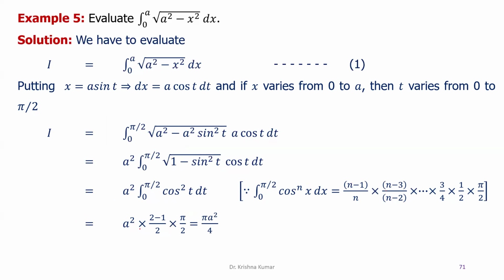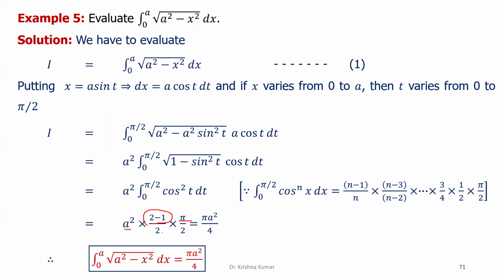Now if we simplify it, this is a square into pi, and this 2 minus 1 is 1, and 2 into 2 is 4, so pi a square upon 4. Therefore, integration of root over a square minus x square under the limit 0 to a with respect to x is equal to pi a square upon 4.